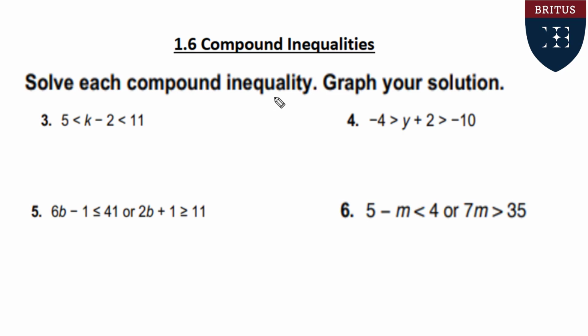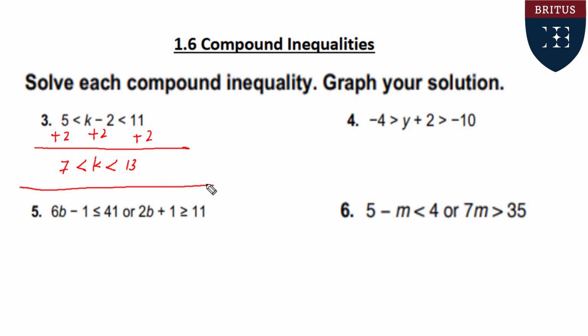Solve each compound inequality. The first inequality: k minus 2 is greater than 5, less than 11. First, how can we isolate k? Just add 2 to all sides. We can say now that k is greater than 5 plus 2 equals 7, less than 11 plus 2, which is equal to 13. Just draw a line and put 7 and 13, no equal sign.